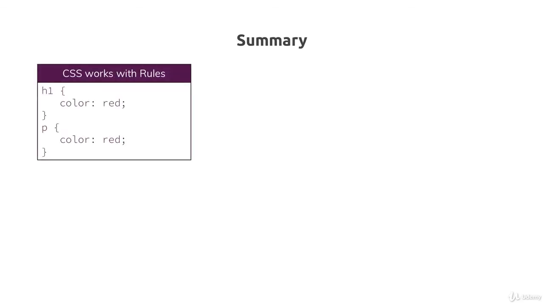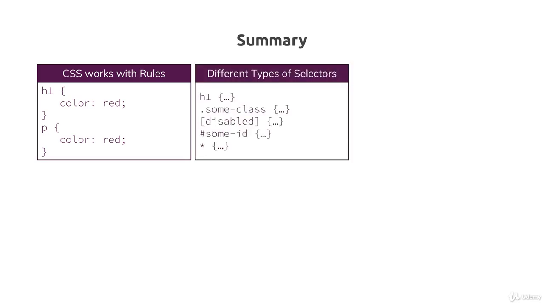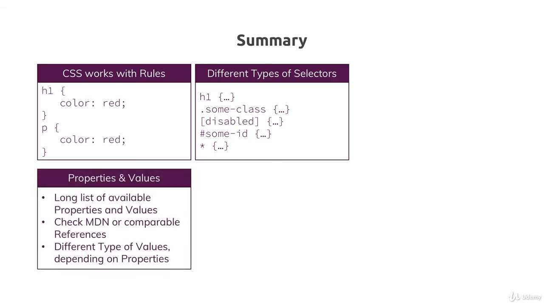So that's it for this module. Here's what you learned. You learned that CSS works with rules, which look like this. You have a selector, a property, and a value for the property. You learned that there are different types of selectors, element selectors like H1, class selectors with custom created classes, attribute selectors which we haven't used yet but which we at least touched on, ID selectors with custom IDs, and the universal star selector.